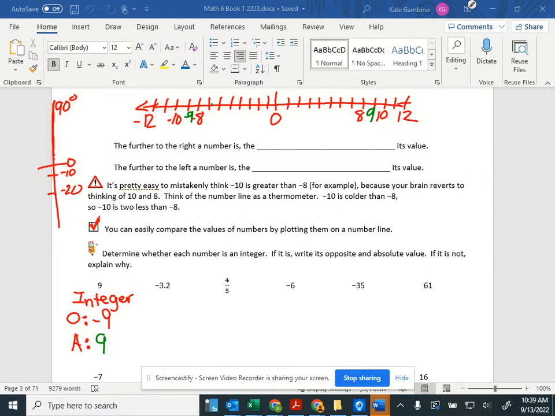So now let's look at our next one, -3.2. 3 and 2/10. Why is this not an integer? So we're going to write no, and we're going to write decimal. Integers cannot have a decimal. Four-fifths. Integer or not an integer? Thumbs up, thumbs down. You're right, thumbs down. Why is it not an integer? It's a fraction. Fractions cannot be integers.